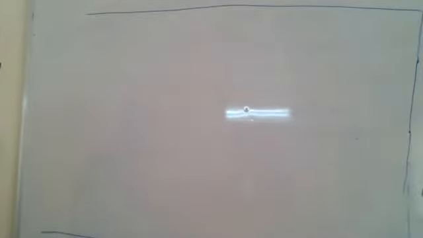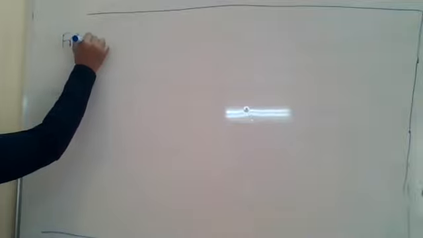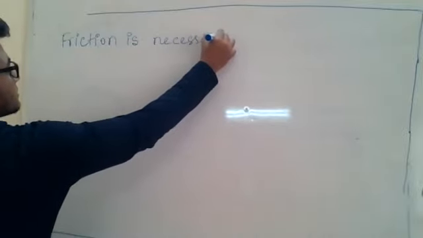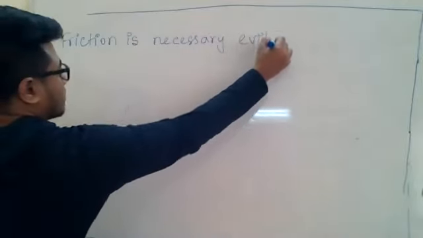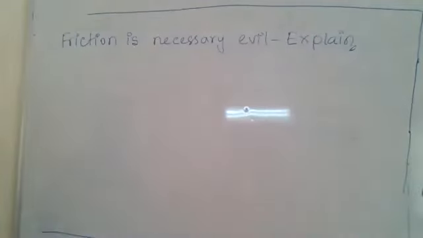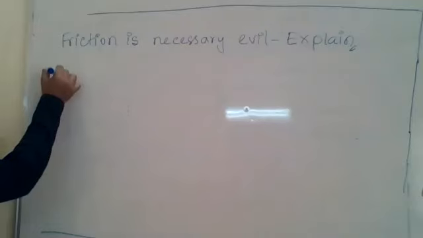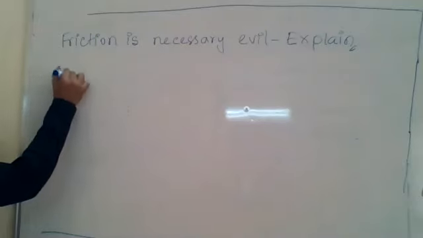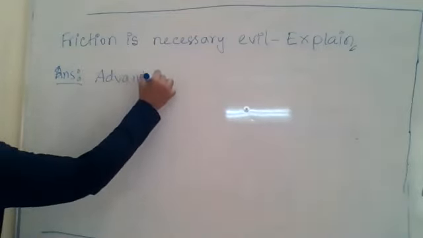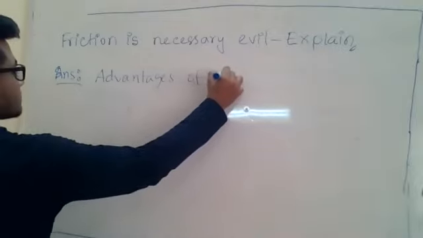Then in the worksheet that I gave for force A, comma B, in that sheet you will notice a question. That question is: friction is a necessary evil. Explain. This question is given in your worksheet. So I will tell you how to answer this question. To write the answer, you will write the advantages of friction.